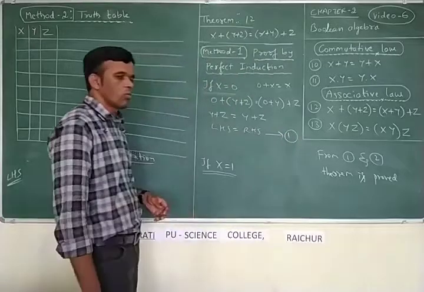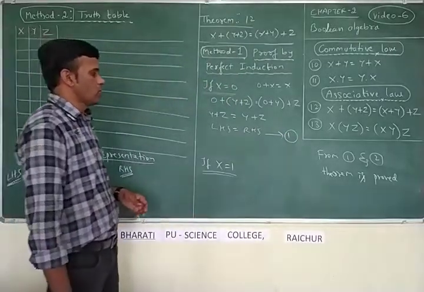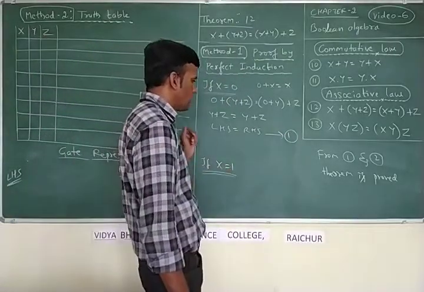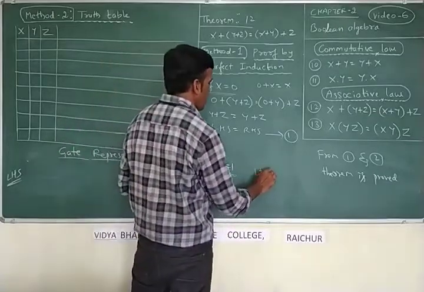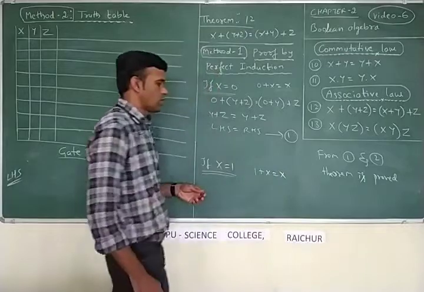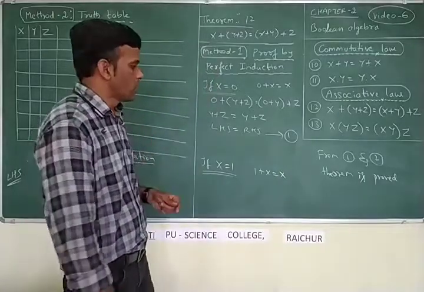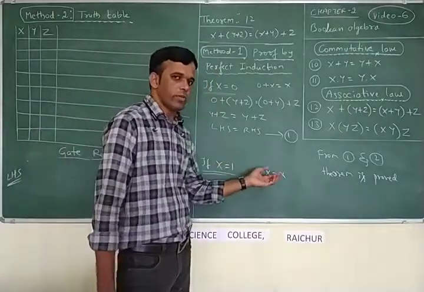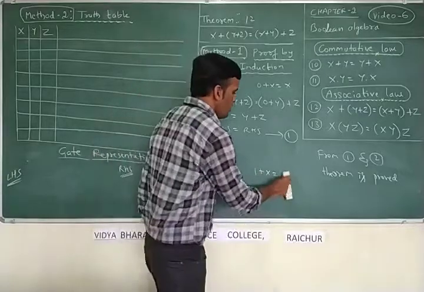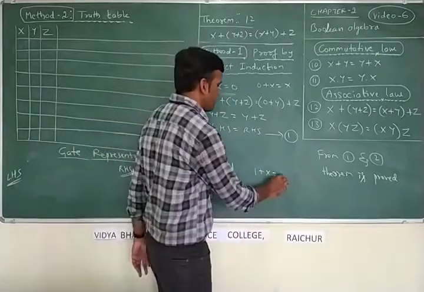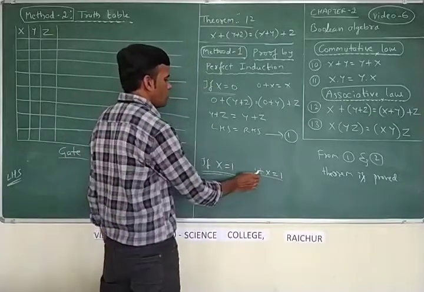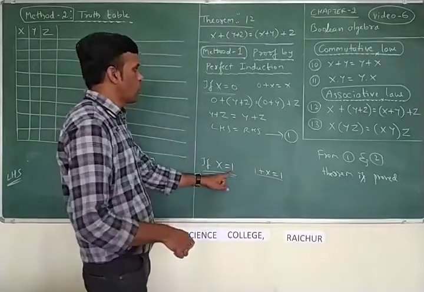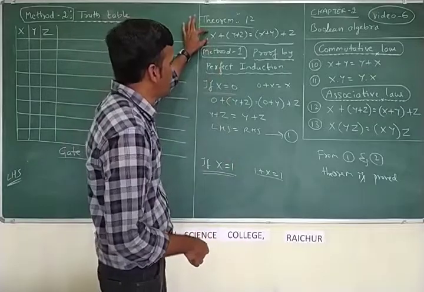Let it be 1. So now x equals 1. So we are going to use the property of 1: 1 plus x equals 1. When 1 is ORed with a variable, the answer is going to be 1. So we use this property now. Now substitute this 1 in this statement.